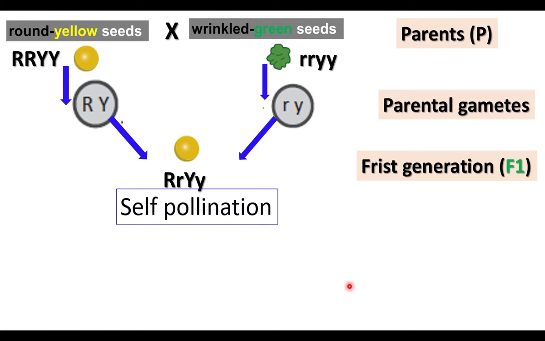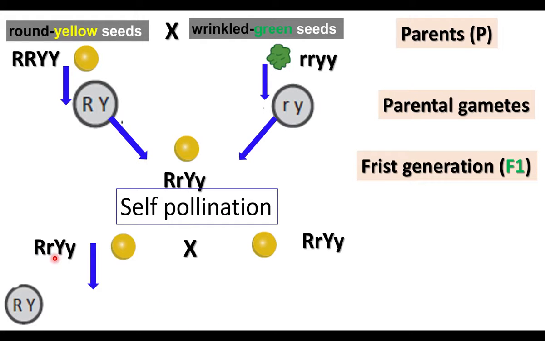And he allowed the self-pollination of F1. So round yellow with round yellow. What is the gene combination of round yellow? We know capital R, small r, capital Y, small y. This round yellow also has the gene combination of capital R, small r, capital Y, small y. And both the plants produce 4 different kinds of gametes. Here, what are the possible gamete combinations? Capital R, capital Y, and small r, capital Y is possible. Capital R, small y, small r, small y.